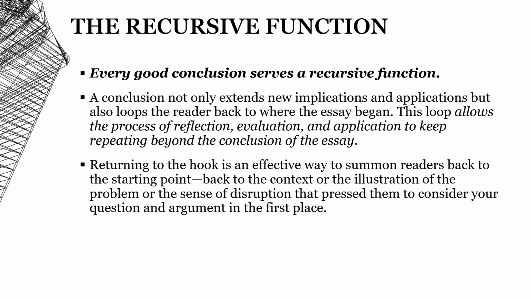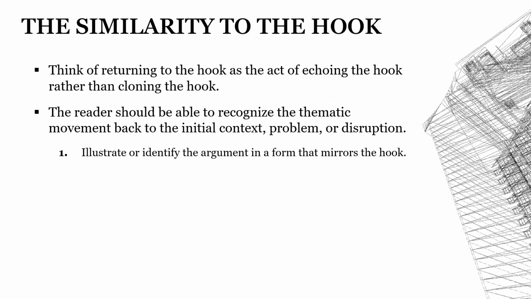Returning to the hook or prelude is an effective and important way to summon readers back to the starting point, back to the context or the illustration of the problem, or the sense of disruption that pressed them to consider your question and argument in the first place. So if the return to the hook does not mean duplicating the hook in your conclusion, then how should you style this element of the conclusion?